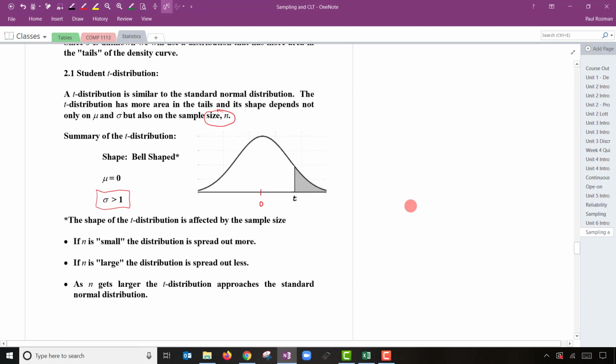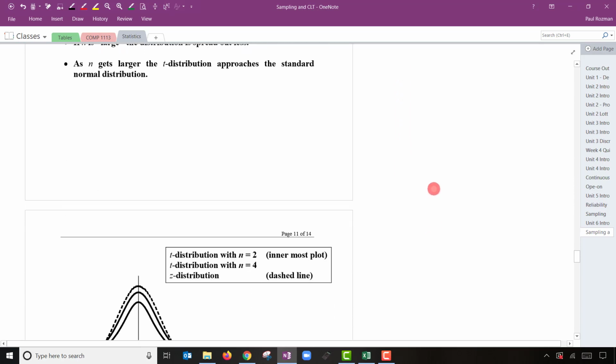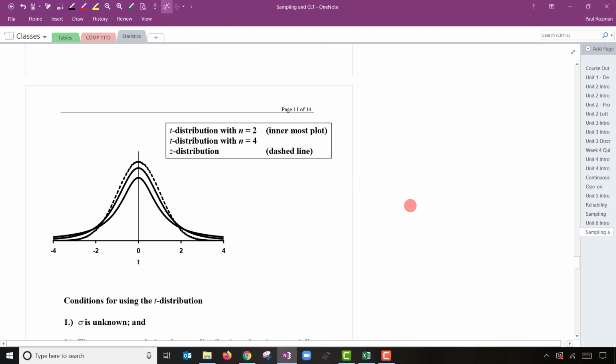To calculate them and to read the table, we'll have to have multiple tables because each t-distribution is different depending on the sample size. I drew a couple of rough examples here. This dotted line here is your Z distribution, and the other two curves are T distributions. So you can see it's pretty similar. The difference between a Z distribution and T is pretty small.